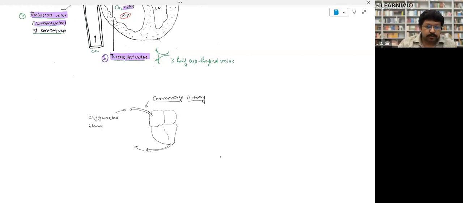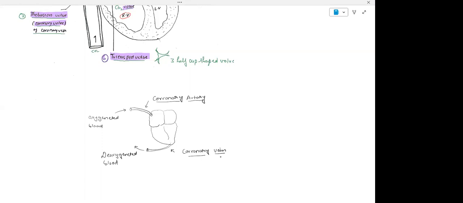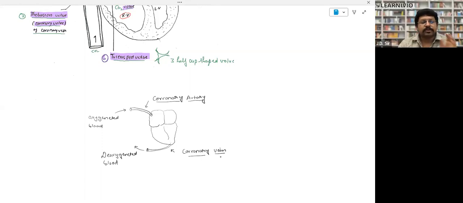And deoxygenated blood is collected from the heart by the coronary vein. So the coronary vein is a vein which collects deoxygenated blood from it. Is that clear? Yes, sir. Note down, please. Write down. These both are very important. Note down this diagram only, the diagram which I made right now.